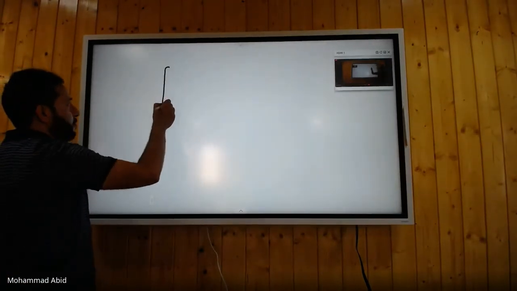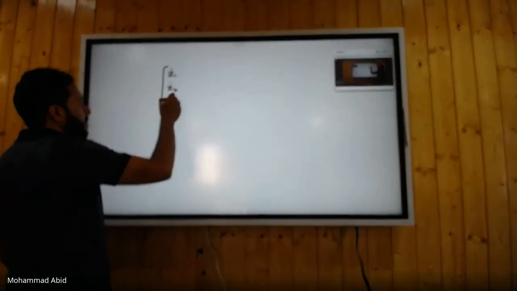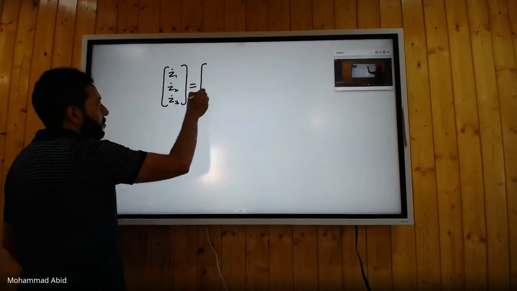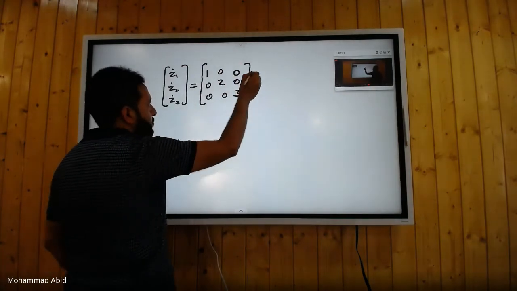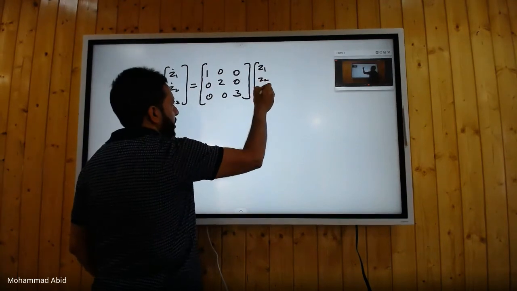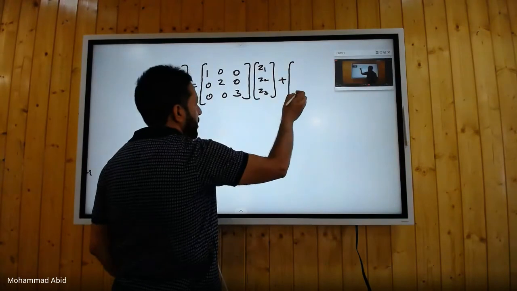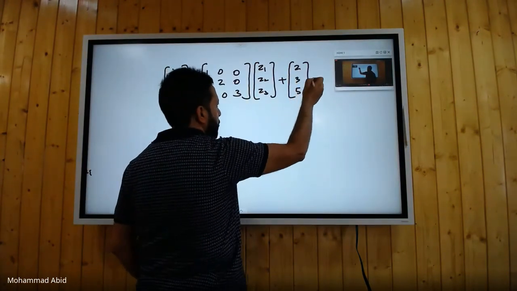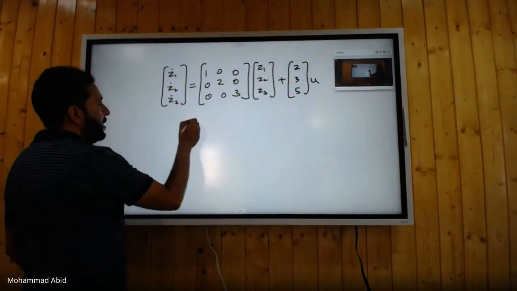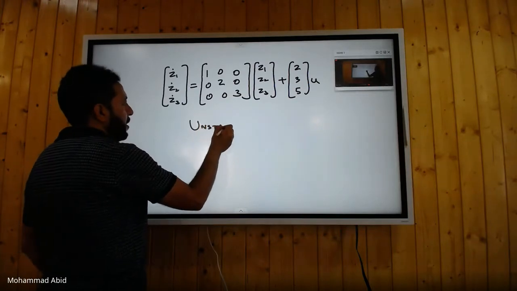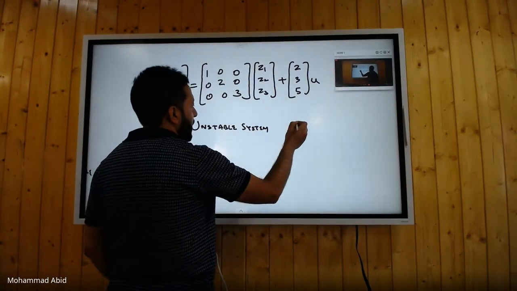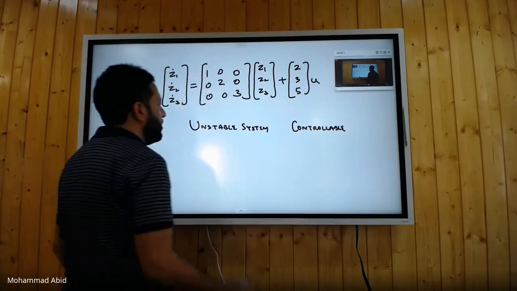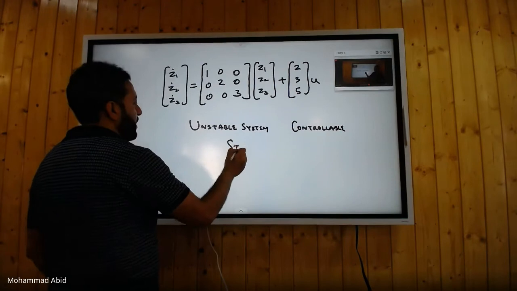So you have got something like this. You have got Z1 dot, Z2 dot, Z3 dot is equal to, let's say, 1, 2, 3, this is 0, 0 like this, times Z1, Z2, Z3, plus you have got, let's say, 2, 3, 5, U. What about this system? This is an unstable system. And what about its controllability? It is controllable. So unstable system controllable है लेकिन तो इसको stabilize कर सकते हो आप. It is stabilizable है ना?